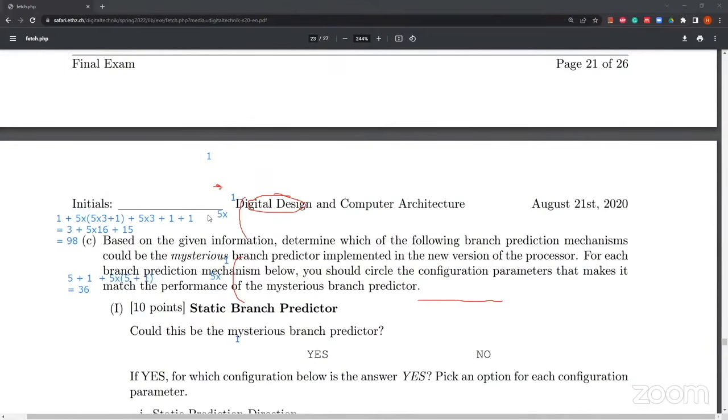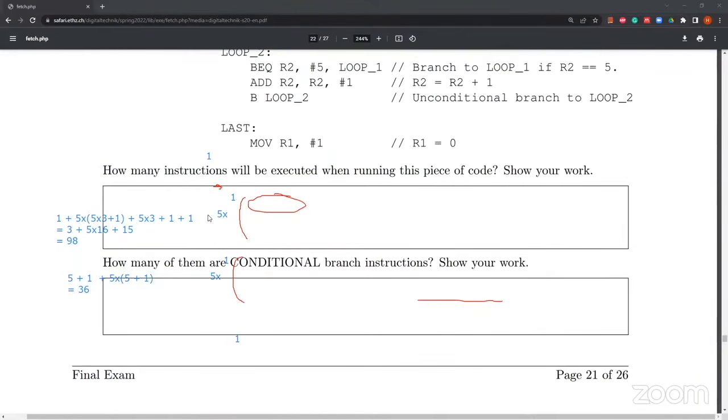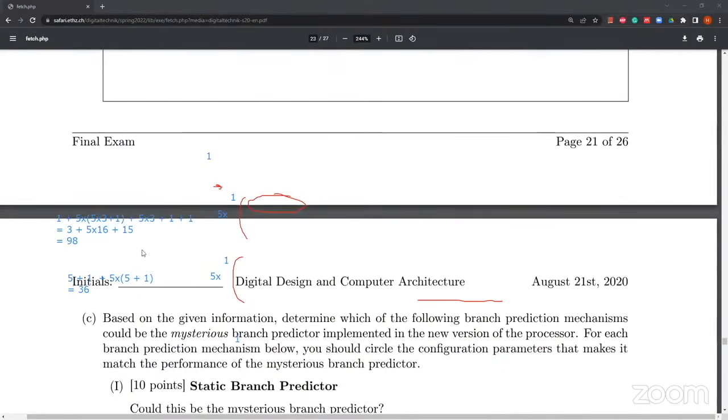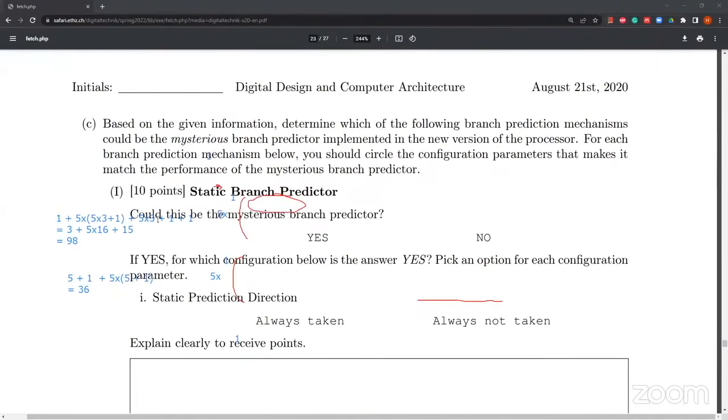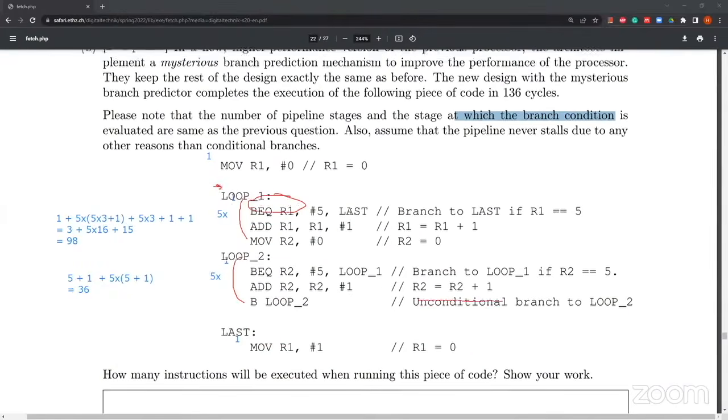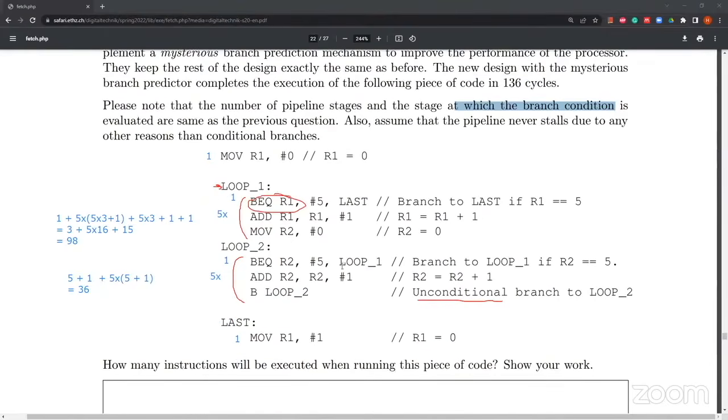Let me see. Okay, so I want to remove these calculations for now. Let's keep them and let's quickly read this part C. Based on the given information, determine which of the following branch prediction mechanisms could be the mysterious branch predictor implemented in the new version of the processor. For each branch prediction mechanism below, you should circle the configuration parameters that make it match the performance of the mysterious branch predictor. Okay, so we need to understand a bit better what this mysterious branch predictor is doing, right? So far, these first two questions did not reveal any information about the branch predictor.